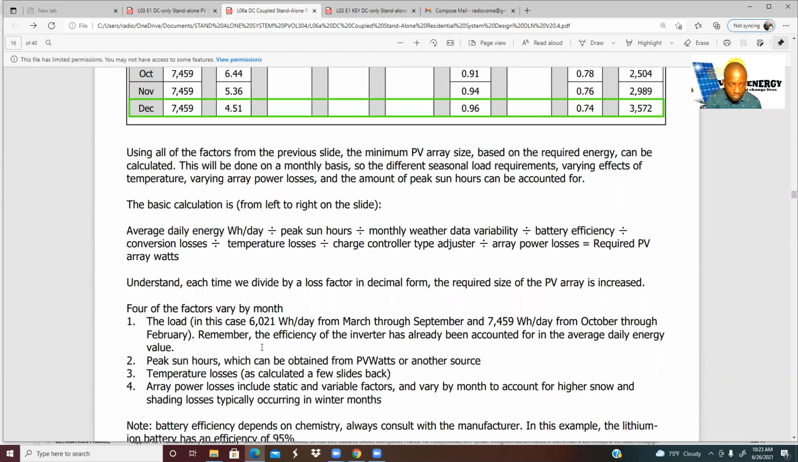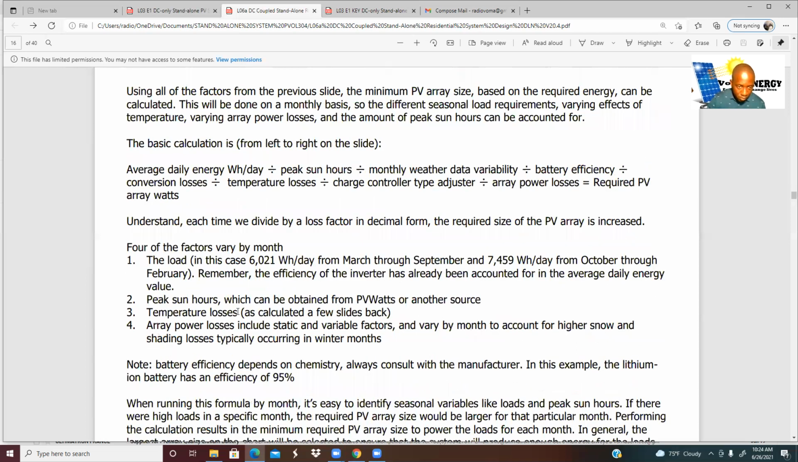Understand that each time we divide by a loss factor in decimal form, the required size of the PV array is increased. Four of the factors vary by month. The load in this case is 6,021 watt-hours daily from March through September and 7,459 watt-hours daily from October through February. Remember, the efficiency of the inverter has already been accounted for in the average daily energy value.